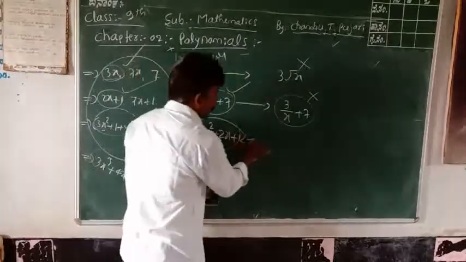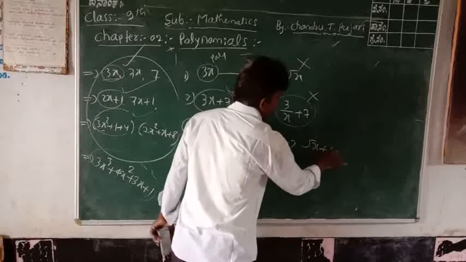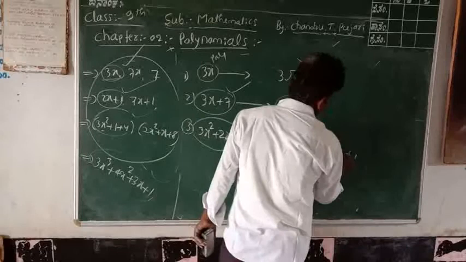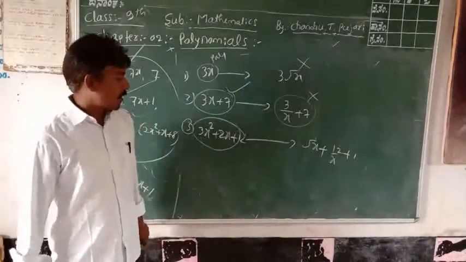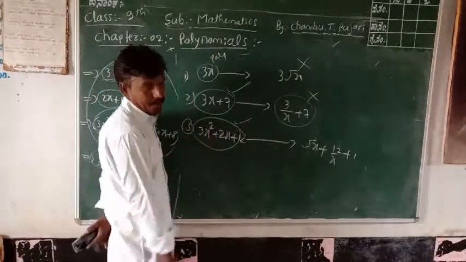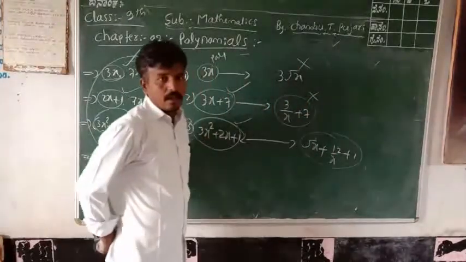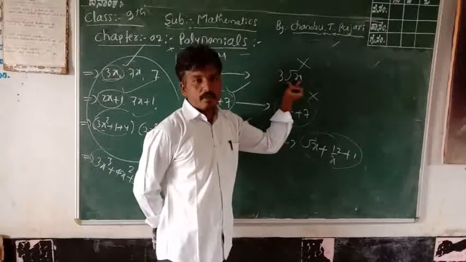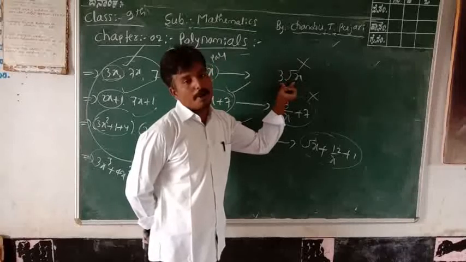Again, comparing these two, root x plus 1 by x plus 1 is there, 1 by x, 2 is there, 12 by x is there. Therefore, this is a polynomial as well as a trinomial. But this one is not a polynomial. Again compare. This also has one term. Why is this not a monomial? Why is this not a polynomial?